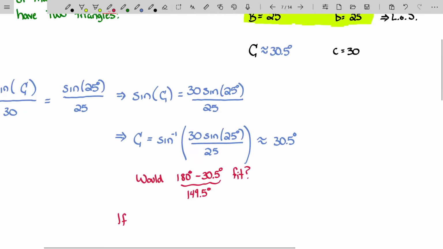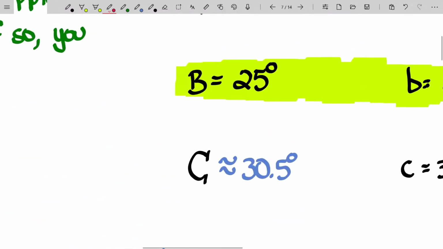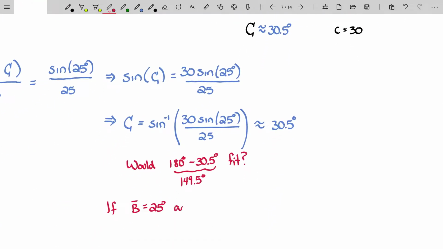If side or angle B is equal to 25. Notice I wrote B bar because I'm going to write a second table and I'm going to use bars for everything. So if B bar was 25 degrees, which is what they handed us, and if instead of 30.5 we used 149.5, and C bar is equal to 149.5 degrees, then A bar, well, remember in the problem we did two problems ago, we had that A bar was 0. So there was no way we had any hope of creating a triangle out of that.